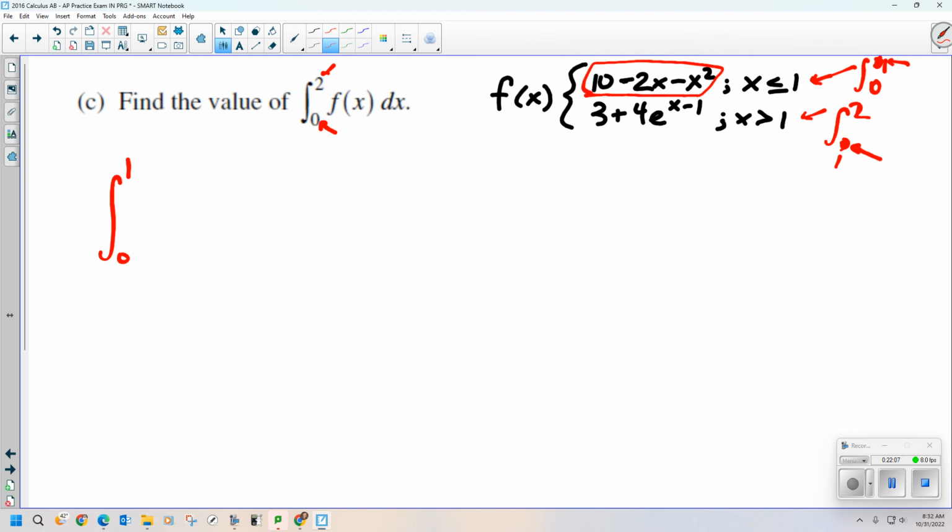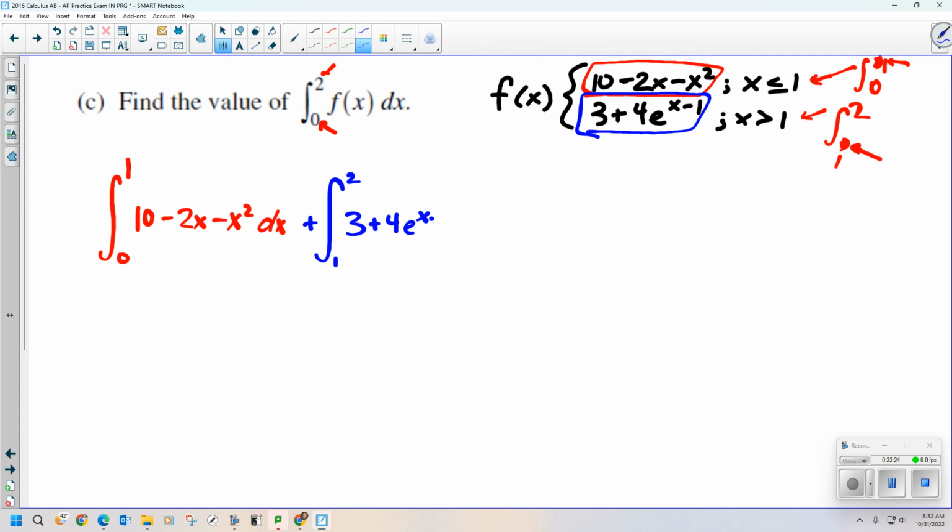That is from 0 to 1, 10 minus 2x minus x squared. Don't forget the dummy variable. And I'm going to combine that with the integration from 1 to 2 of this one, 3 plus 4e to the x minus 1 dx. All right, this is going to be a lot of simple algebra.